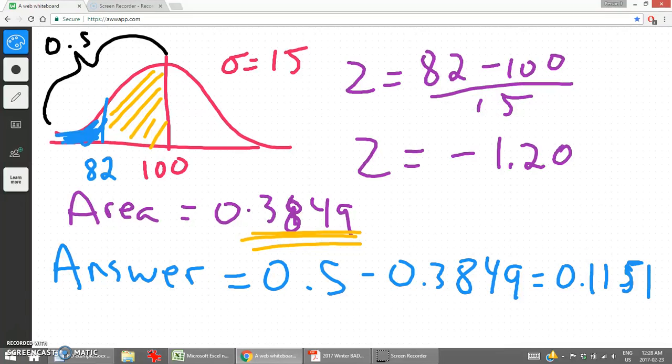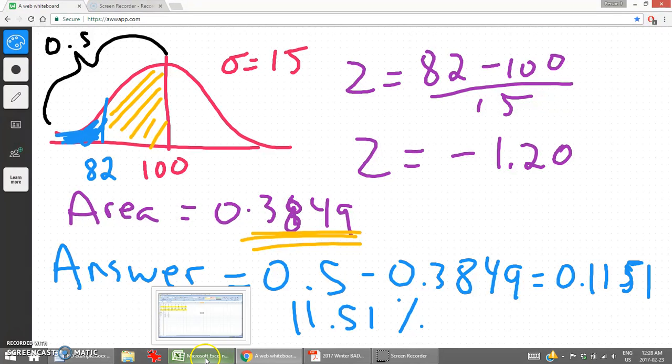So once again, we are subtracting the area we get in step 2 from 0.5. So approximately 11.51% probability, or chance, of randomly finding an individual with an IQ less than 82.